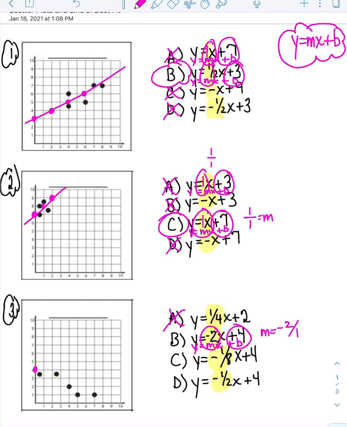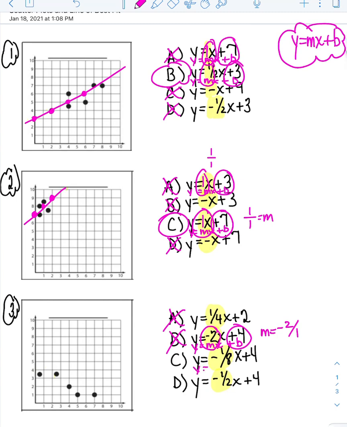Down 2, run 1. Down 2, run 1. Well, those dots seem to be a little bit too far to the left. That's not a good fit. So I'm going to mark out choice B.